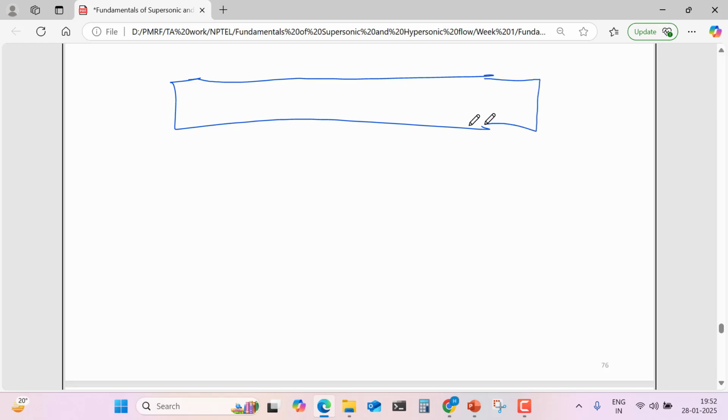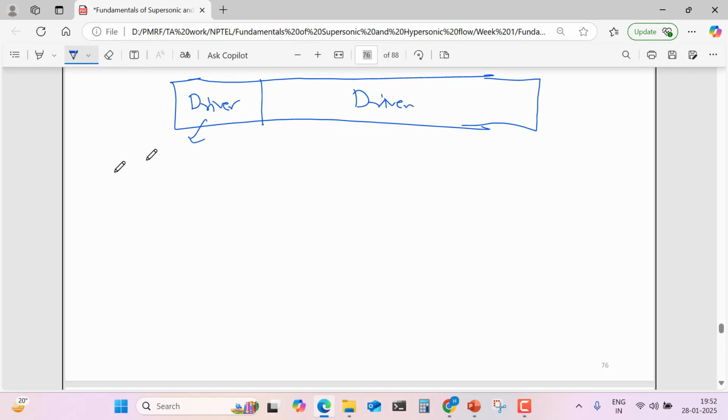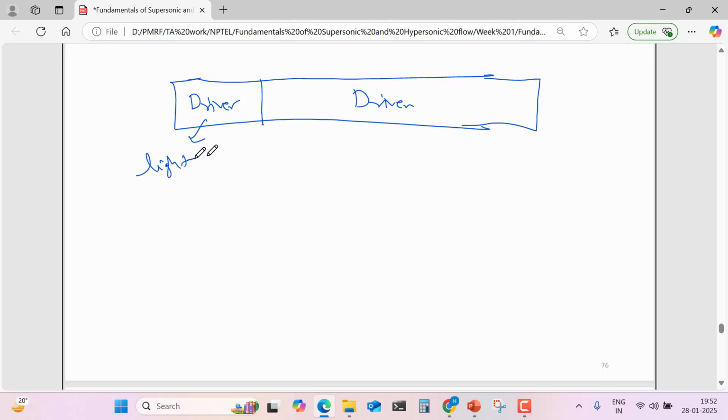There is one more topic which was taught in the class, which was related to the shock tube. A shock tube has different sections. One section is the driver, another is called the driven. The driver is generally filled with light gas, and the driven is filled with heavy gas.